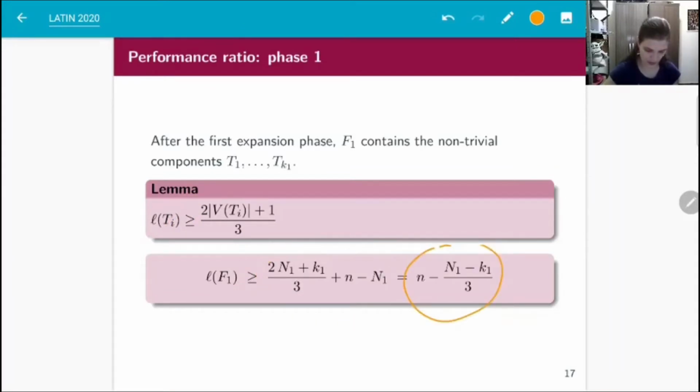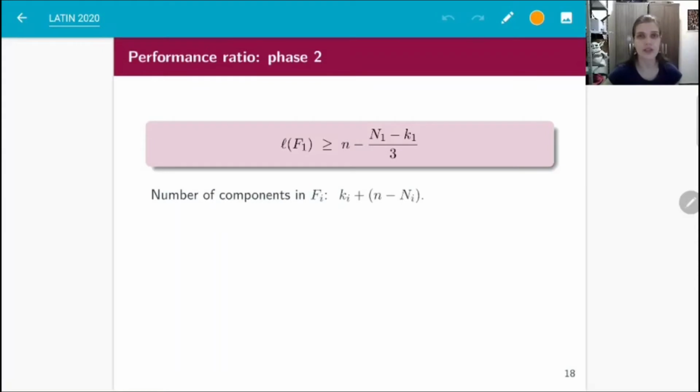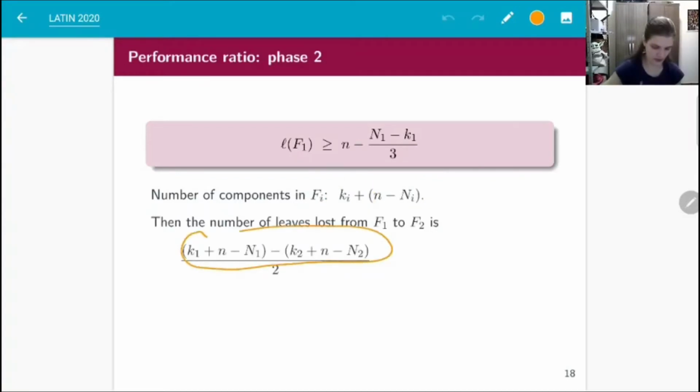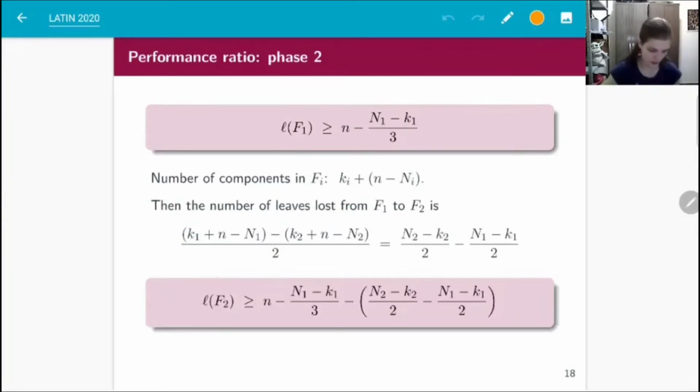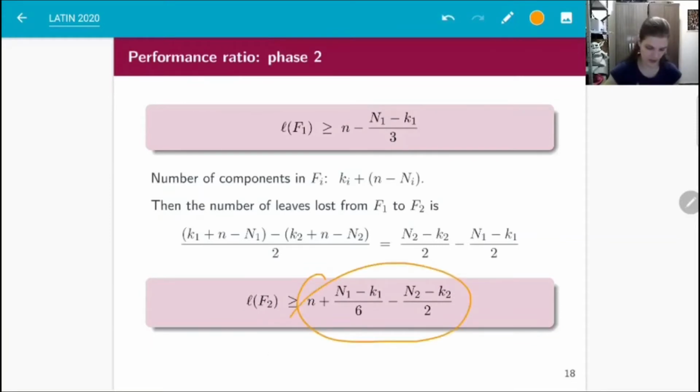which can be simplified to this expression. Now, to create forest F2, we may lose some of these leaves. Notice that the number of components of each forest is the number of non-trivial components plus the number of trivial components. So the difference on the number of components over 2 is the number of leaves lost from F1 to F2. So the number of leaves in F2 is at least what we had in F1 minus the number of leaves we just lost, which can be simplified to this expression.